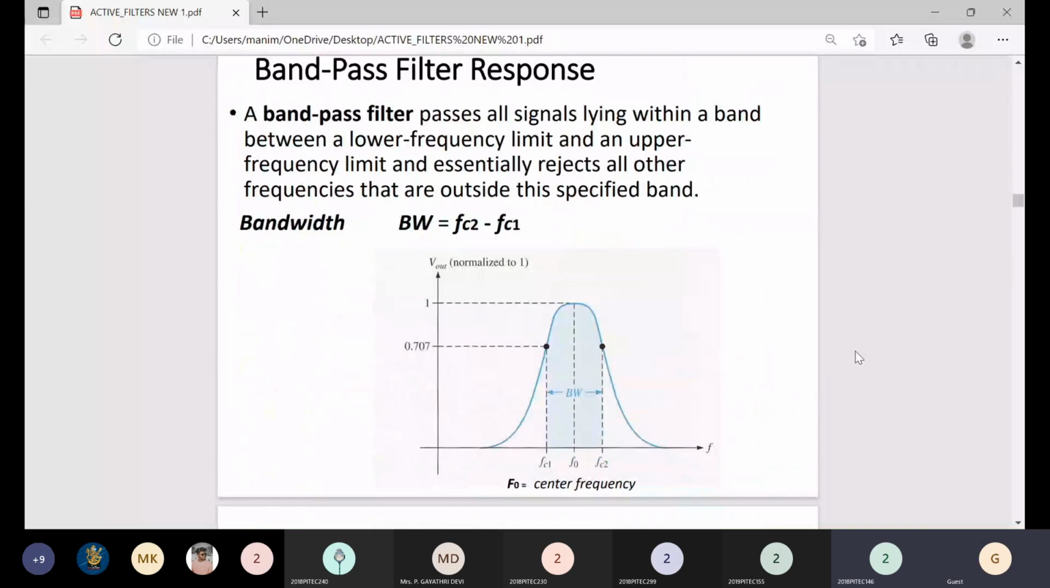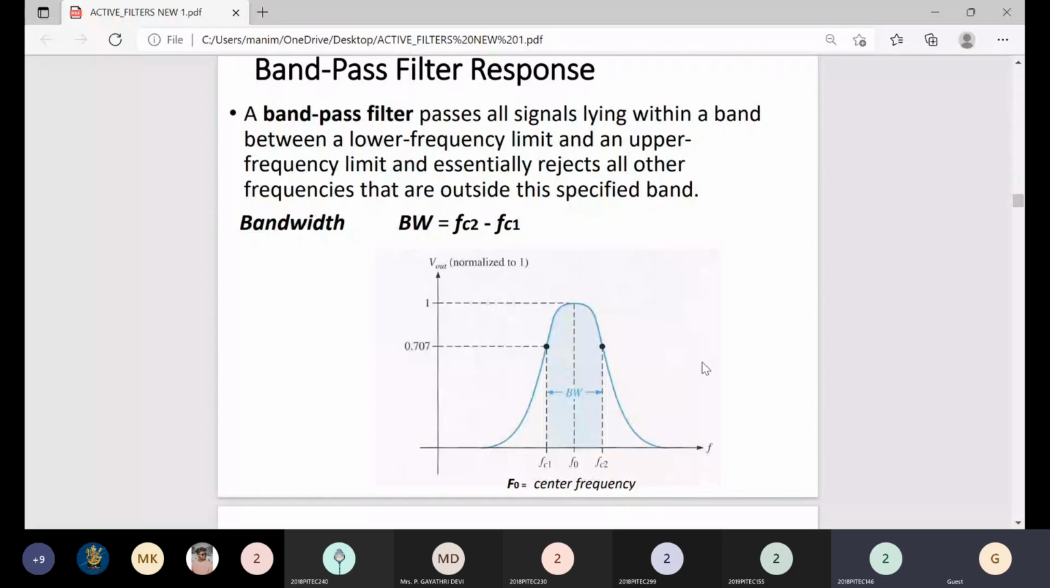Okay, from FC1 to FC2, right? So these are the two cutoff frequencies. This filter allows this band of frequency signal and attenuates the remaining frequencies. So here we have the stop band, here we have the pass band, and then the stop band.